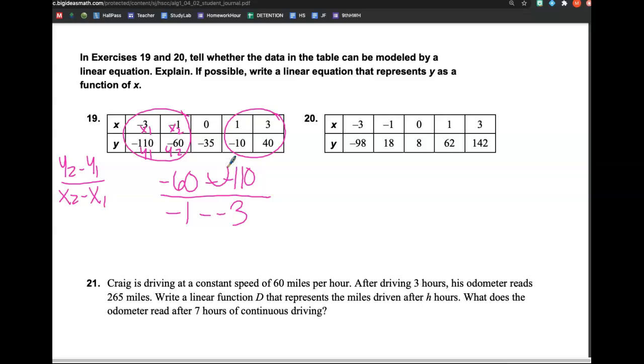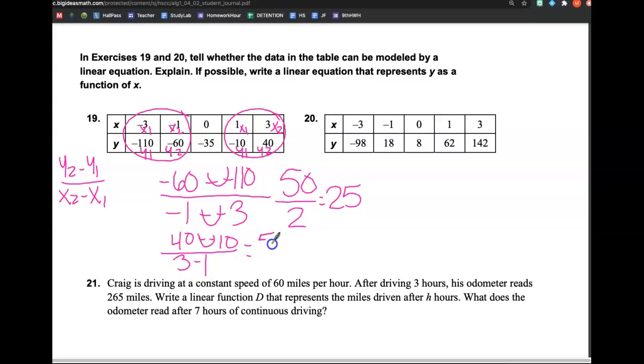So on top, you would get 50, and on bottom you get 2. 50 divided by 2 is 25. Okay, if I do the same thing with these coordinates, y2, y1, x2, x1, I would do 40 minus negative 10 over 3 minus 1. I would get 50 over 2, which again is the same as 25.